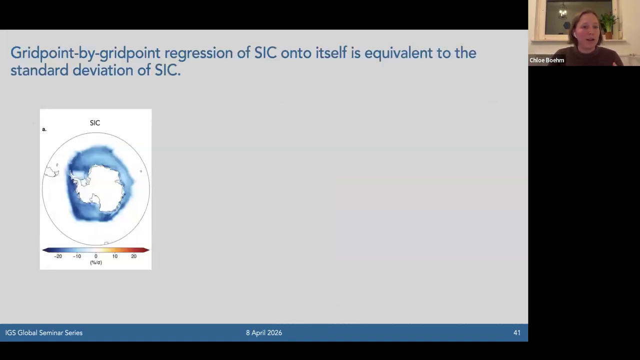We start by looking at the regression of sea ice concentration onto itself. This gives a sense of what the internal variability of sea ice concentration looks like. This is first across all months. We see that there's quite a lot of variability, as to be expected from the very large seasonal cycle, but it's still nice to see where the variability is most apparent.